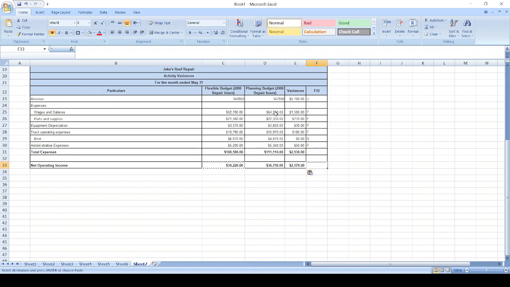So it will be unfavorable because revenue is the greater value and it is unfavorable. So total net operating income will also be unfavorable.